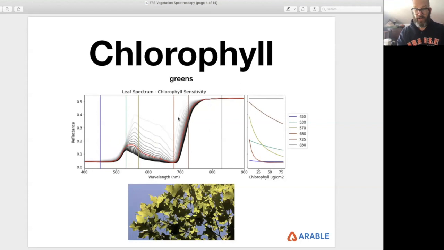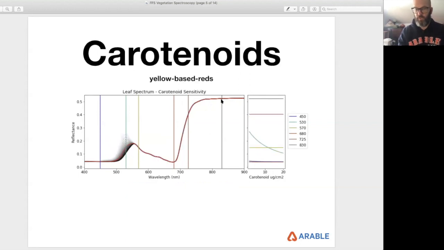And so we have sensors that are used, in our case in the green, to measure the chlorophyll index using the reflectance here compared to the reflectance over there. So carotenoids, these are tomatoes, carrots, some of your fall colors. These are the kind of yellow-based reds is how I think of them.